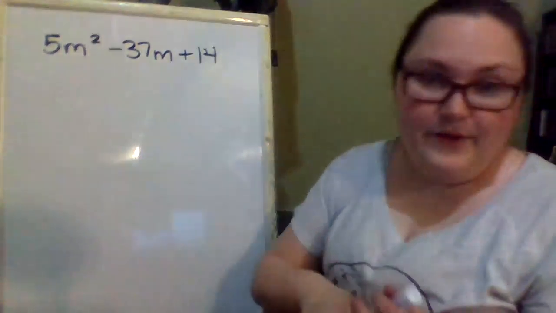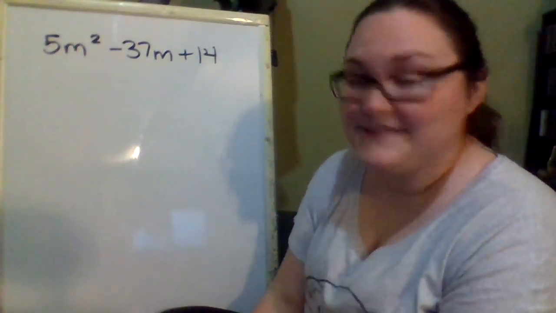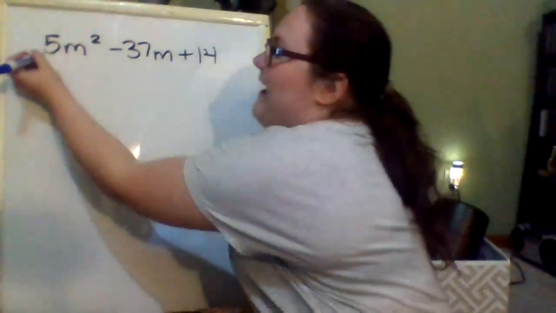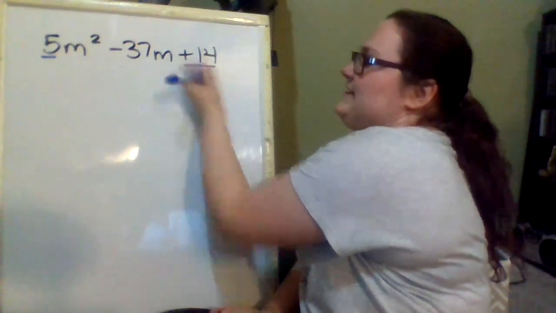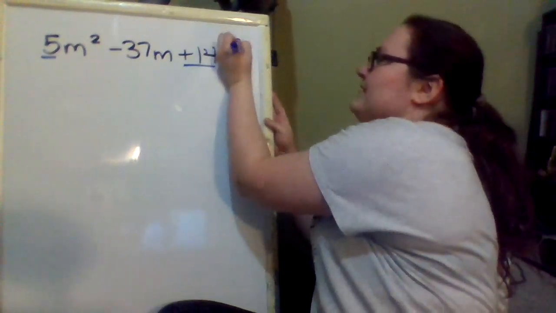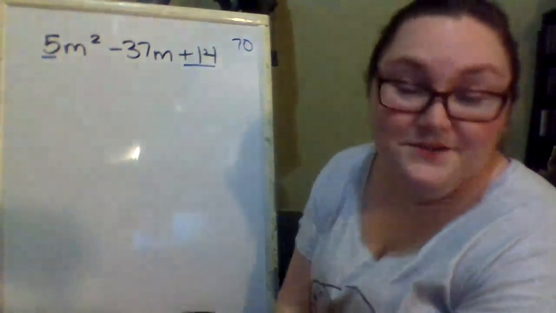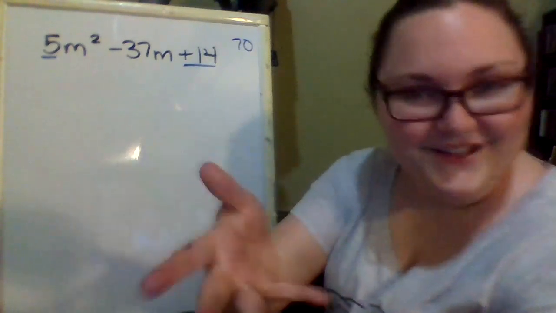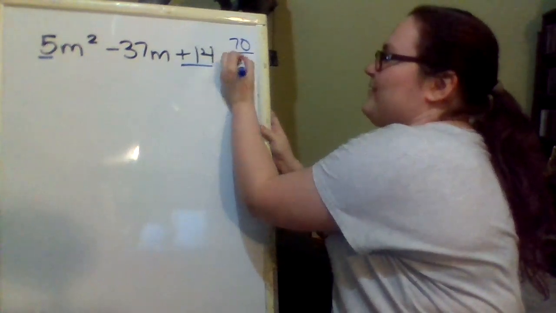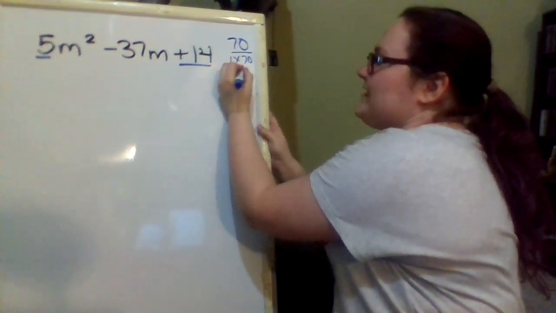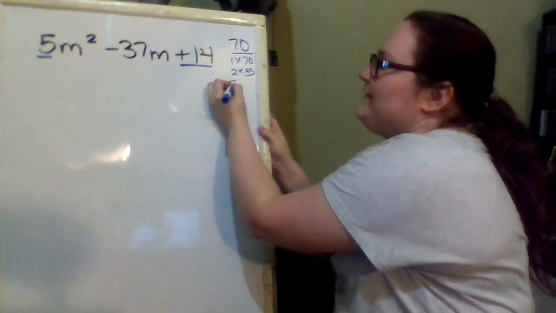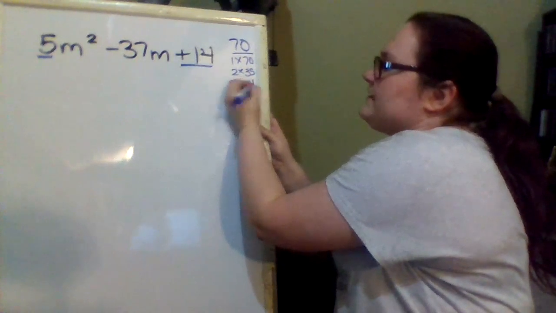But looking at this problem here, if we wanted to factor this, do you remember what the first step is going to be? We are going to start by multiplying our a with our c. So that's going to be the 5 times 14. When you do that, that gives you 70. What are we going to do with the 70? Ah, yes, you are correct. We are going to write factors of 70. So I can start by writing 1 times 70, 2 times 35, 3, 4, 5 times 14.